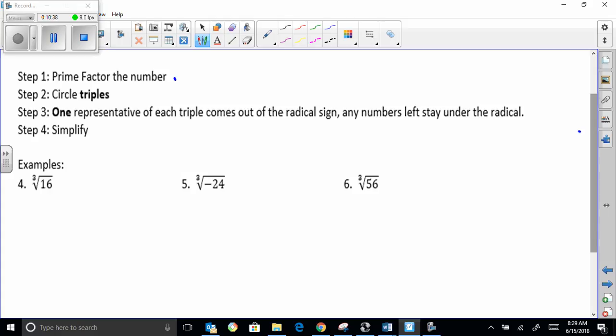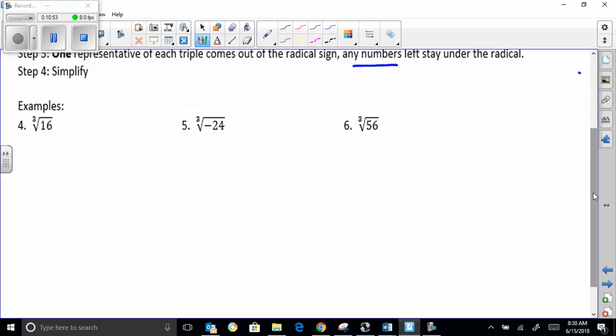So the first thing we're going to do is find our prime factors. Circle our triples. 1 representative of each triple comes out of the radical sign. Any numbers left over stay under the radical sign, and simplify as much as possible without turning it into a decimal. So the cube root of 16, I'm going to find my prime factors first.